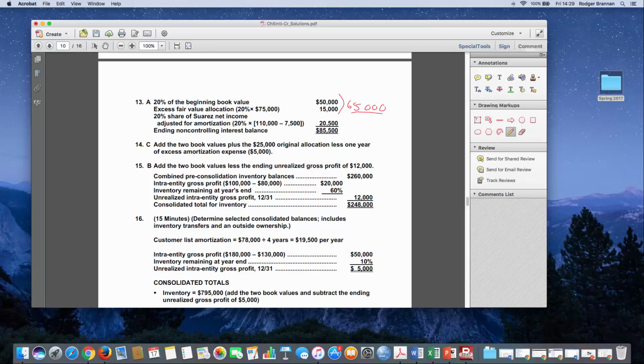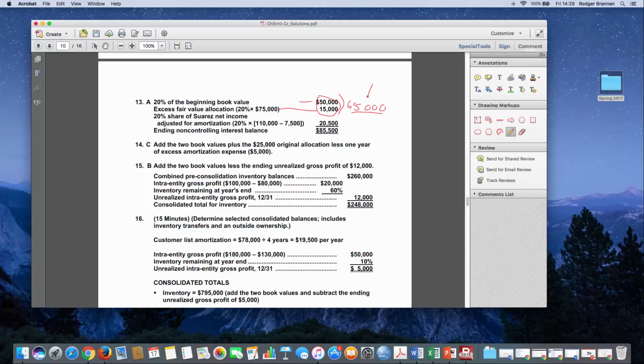they simply tell you $65,000. Now, if you want to be a little bit more specific, you can say, well, fine, I could go back to the original book value and take 20% of that. That would give me $50,000. The excess fair value that was attributable to the assets, $75,000, both to the formula and to the equipment. $75,000, well, 20% of that gives me $15,000. Again, this is a little bit more long, a little bit more theoretical way. This was given to you.